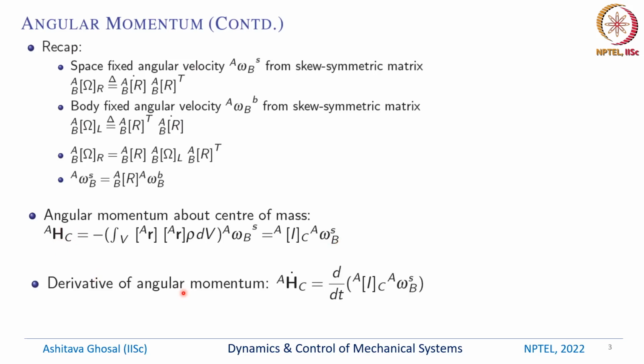The derivative of the angular momentum can be denoted by A HC dot. So this is nothing but the derivative of the right side, so we have d by dt of the inertia matrix times the angular velocity vector. So again A and S and B and all these things are consistent, just to make it consistent, that we are multiplying vectors and matrices, and we are doing operations on vectors and matrices all in the same coordinate system.